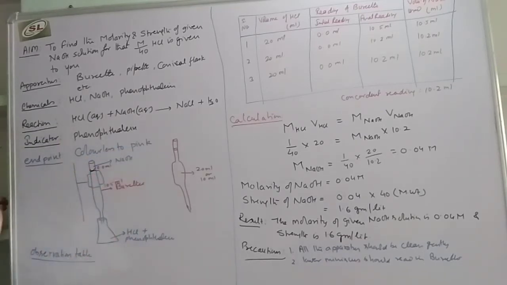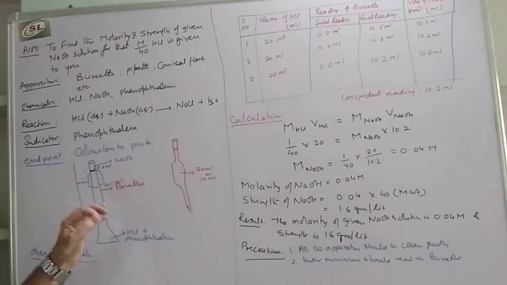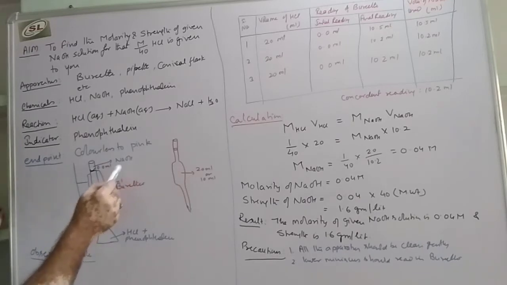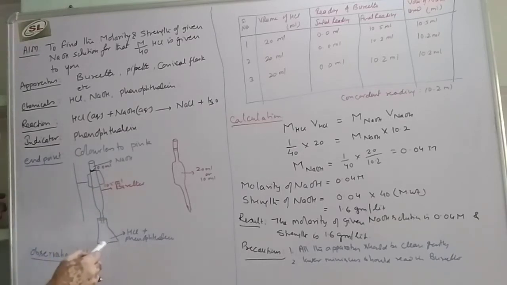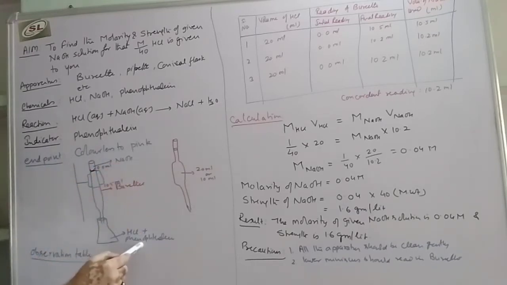Here is just a simple diagrammatic representation. This is called a pipette. They may be of 10 ml, 20 ml, 5 ml. This is the burette. NaOH is filled in the burette, and we will take the lower meniscus of the NaOH for the reading. This is the conical flask. In this conical flask we will take HCl and phenolphthalein. Phenolphthalein is the indicator which will tell us the completion of the reaction, and we can identify it when the color changes from colorless to pink in HCl.